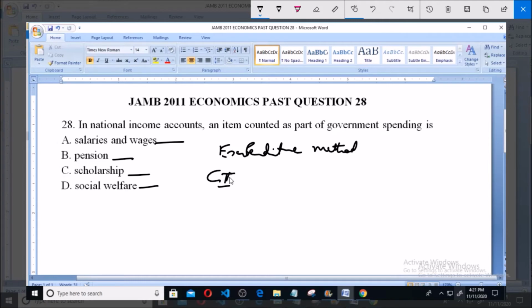the individuals or households, firms, and governments, plus net exports.